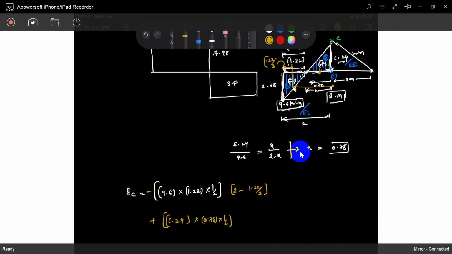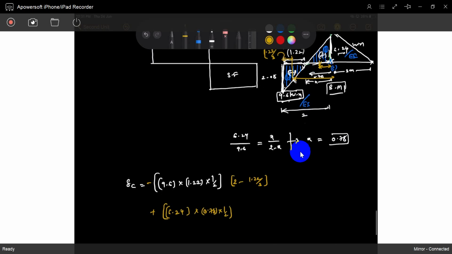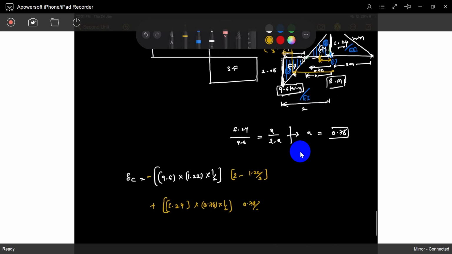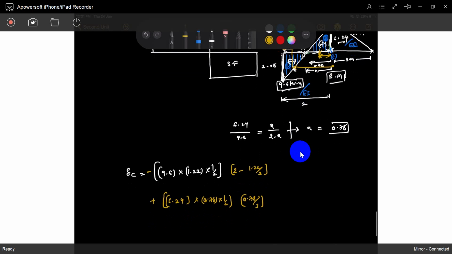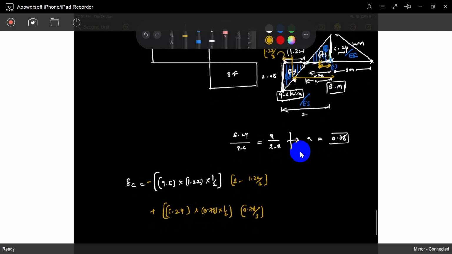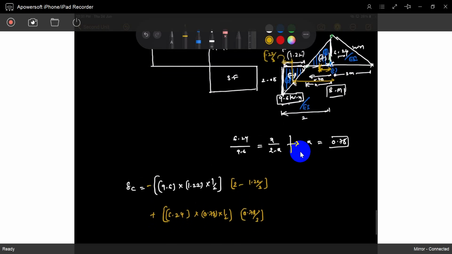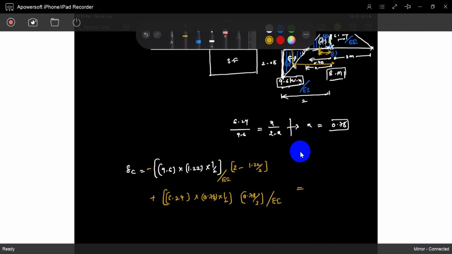And where is it acting? It is acting here. So what is that value? 0.78 by 3, 0.78 in this distance. This distance now? Are you understood? This distance is 0.73. That's it. And also, this is not a moment diagram. This is a curvature diagram. We missed some EI. We missed EI. So just do it and paste the value. Just a multiplication. That's it. You will get the value.